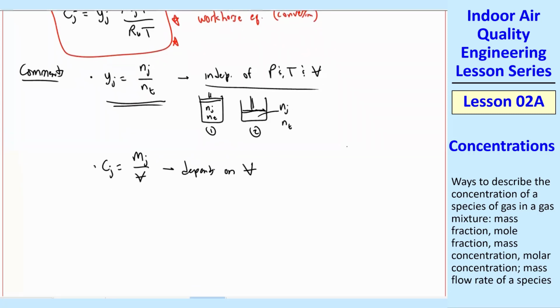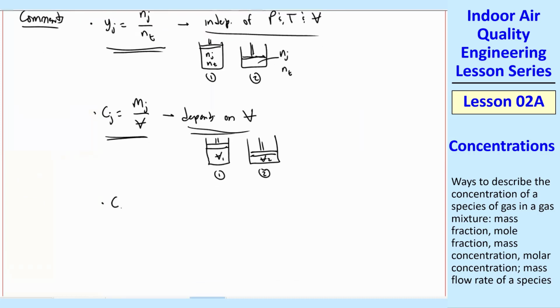If we take the same two states, this is just a thought experiment. We have a tank with our Mj in there and a certain volume, let's call this 1, and now we compress it, so we have a volume 2. If there are no leaks, we haven't lost any Mj, so we have the same Mj but a different volume. So it definitely depends on V. The mass concentration in the second state will be greater because you have the same Mj, haven't lost anything, but you have a smaller volume, so Cj gets bigger. So it does depend on volume.